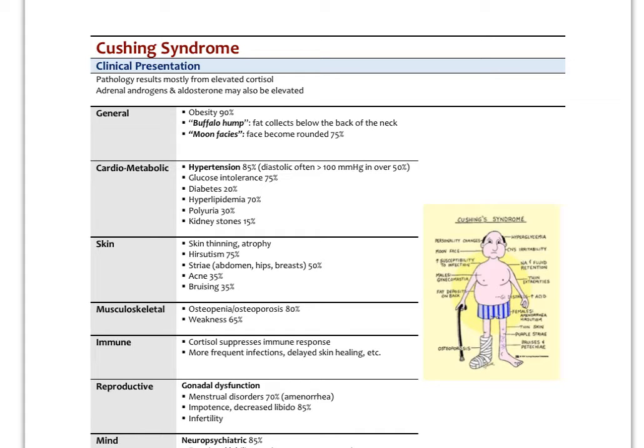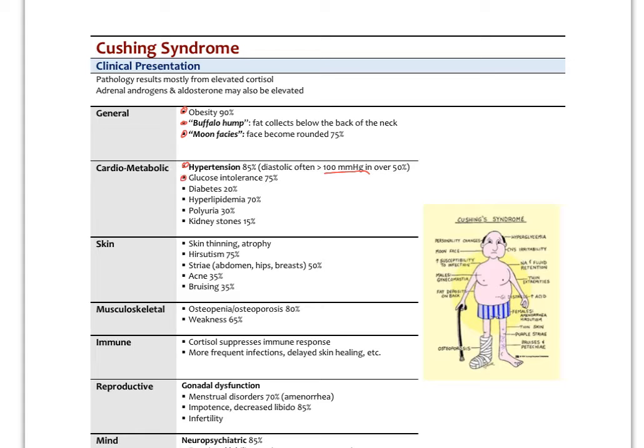In Cushing syndrome, of course, we can have elevated cortisol, but you can also have elevated androgens and aldosterone. In general, obesity is very common in Cushing syndrome. The fat can collect at the base of the neck, the back of the neck, and that's what we call the buffalo hump or moon facies. The face becomes very rounded, so these are very classic characterizations of Cushing syndrome. There are a lot of cardiometabolic effects, so hypertension is the most notable, usually with a diastolic over 100.